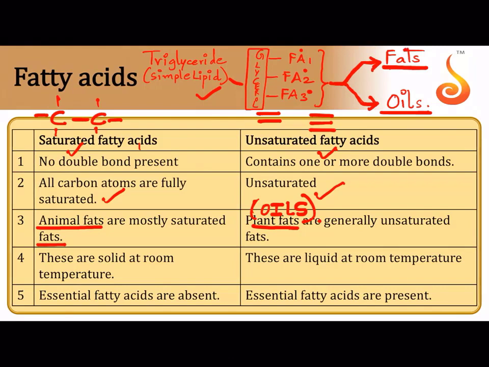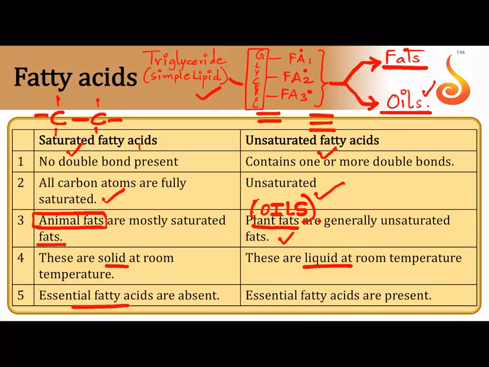So when will you call it a fat? When these fatty acids are saturated, like in the case of butter and ghee, animal fats. And when will you call it oil? When these fatty acids are unsaturated, like for example gingerly oil, which is a plant source. So basically fats are saturated and oils are unsaturated. Fats, or saturated fatty acids, are solid at room temperature. Oils are liquid at room temperature.